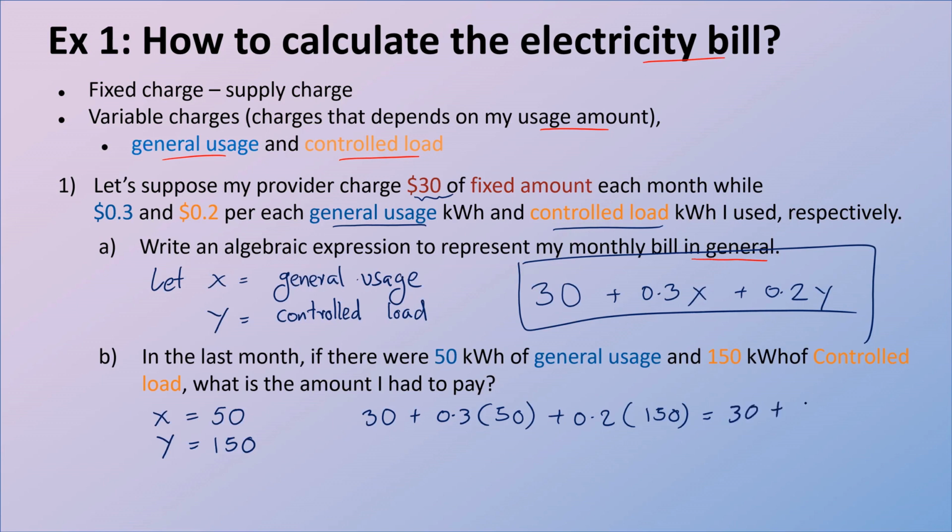30 plus 0.3 times 50, which is 15, plus 0.2 times 150, which is 30. Altogether, we can add them up and it's 75. $75, because everything is in dollars.